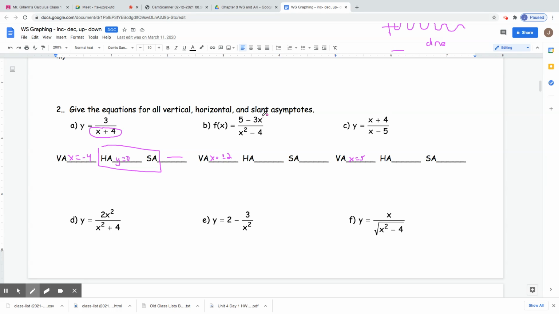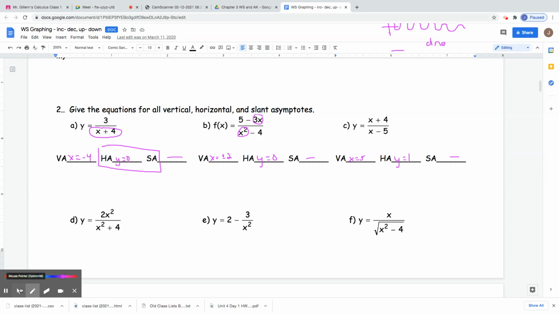Right? This one, the degree up top is 1. The degree on the bottom is 2. Once again, it's larger on the bottom. 0 is your horizontal asymptote. There is no slant. Right here, the degree is 1, the degree is 1. They're the same, which means you take the coefficients. 1 over 1 is 1. So the horizontal asymptote is y equals 1. There is no slant. All right.